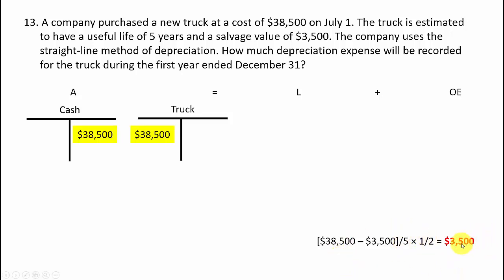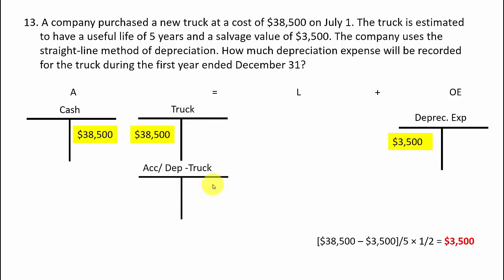which will be $3,500. And instead of crediting for this depreciation entry, crediting truck, we're going to set up a new account called accumulated depreciation truck for $3,500. Because of the cost principle, we can never record a depreciation entry directly into the truck because it looks like someone sold part of the truck, but that's not what happened. The truck is just going down in value.